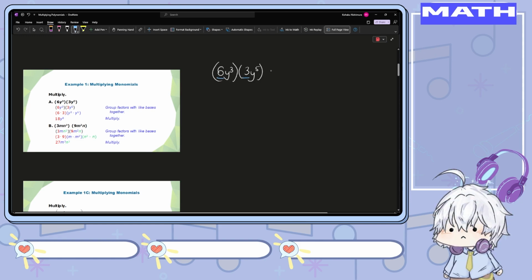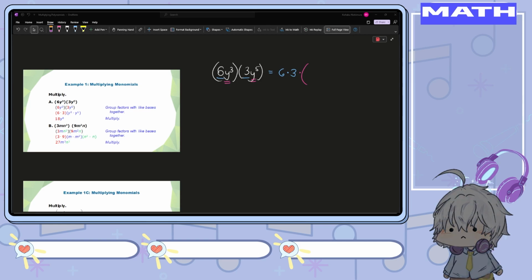In this case, those numerical coefficients are 6 and 3. So let's multiply them first. And next, we have their variables, which is y, and we can also multiply that separately. Thus having the following: y to the third times y to the fifth.